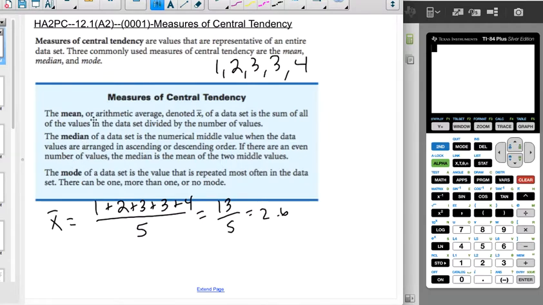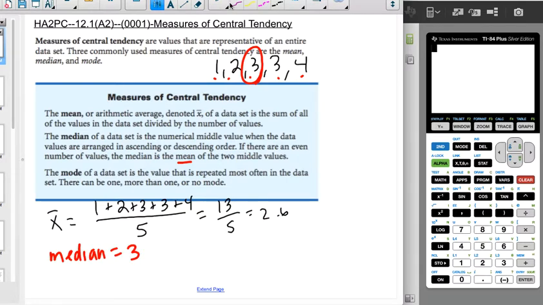Cool. The median of the data set is the number that's in the middle when the data is arranged in order. So here, 1, 2, 3, 3, 4, this 3 is the middle number. If there had been two values in the middle, then we would take the mean of those two middle numbers. Here I had 5 numbers, so the third one was definitively the middle. If there had been 6 values, then the average of the third and fourth value would be my median. So my median in this situation is 3.